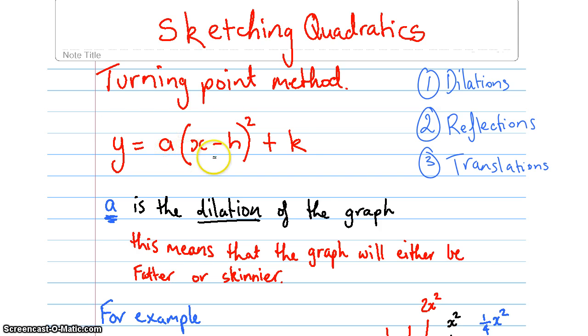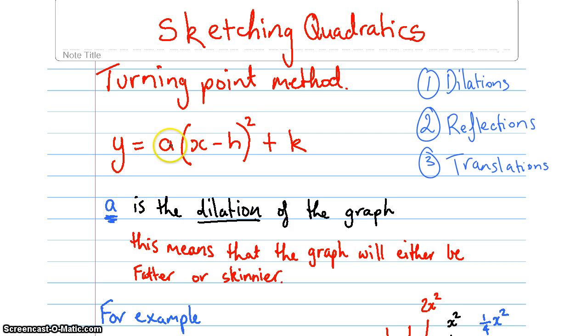The way that I'm going to do this is I'm going to look at this version of the graph, so when it's in the turning point method like this, and I'm going to show you how changing A, H and K actually affect the graph. We've had a look at a little bit of H and K in a previous video, but I'm going to sort of tie it all together now.